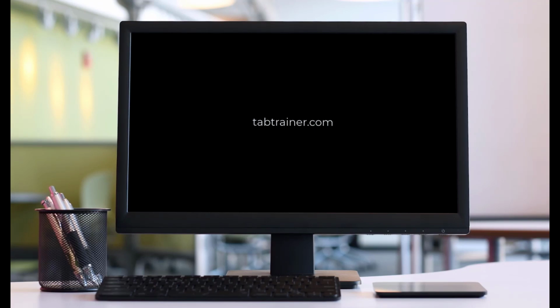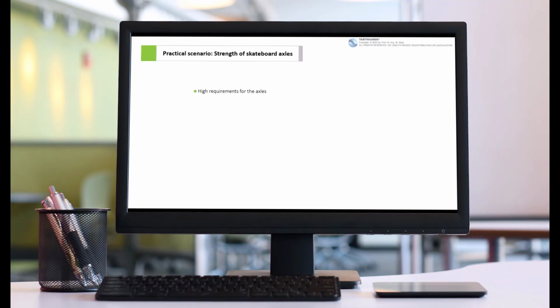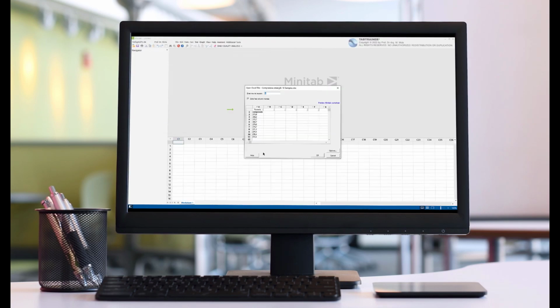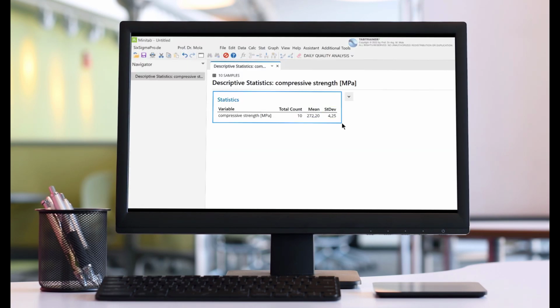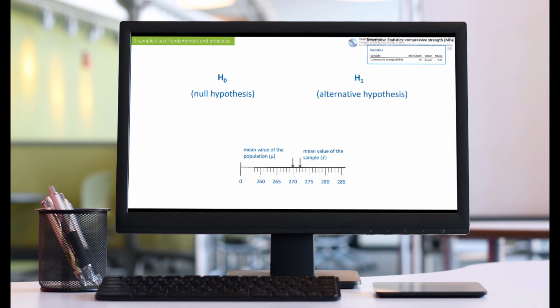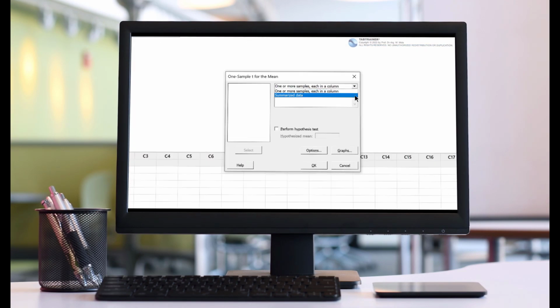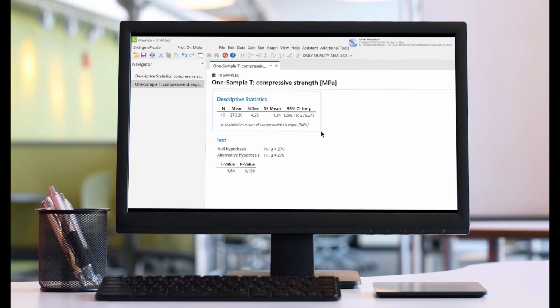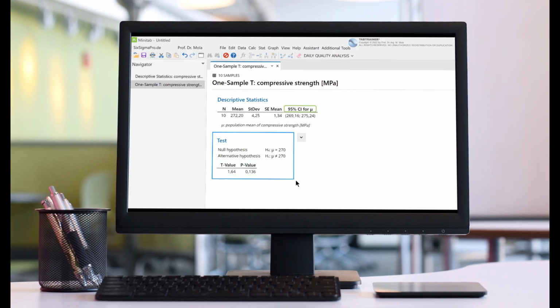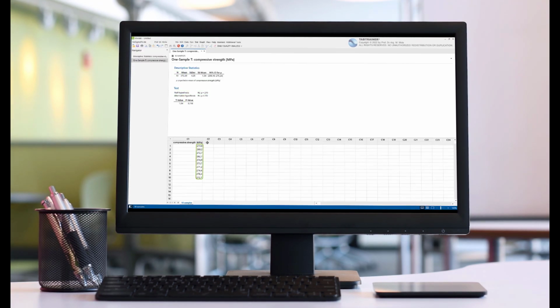In the fifth Minitab tutorial, we will accompany the heat treatment process of the skateboard axles and see how the so-called hypothesis test, t-test for one sample, can be used to find out whether the heat treatment process is set so that the skateboard axles achieve the required compressive strength. To achieve this, the skateboard axles undergo a multi-stage heat treatment process.